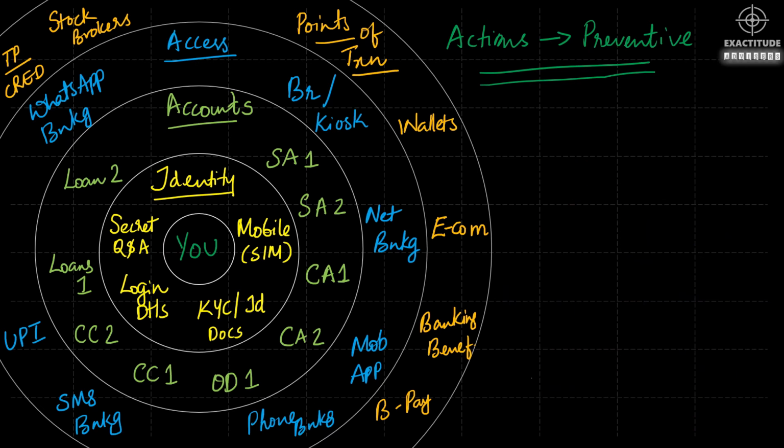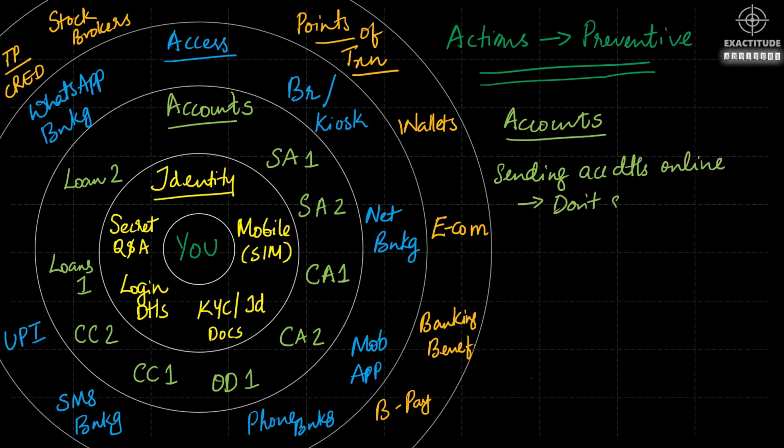The next level is our accounts, where the fraudster's aim is to get hold of the details of our financial accounts, which is at a premium value in the black market as well. So the primary mistake people make here is sending the account details online to near and dear ones. But don't send any sensitive details via online channels because it could get hacked.